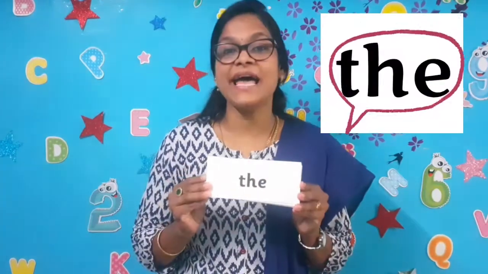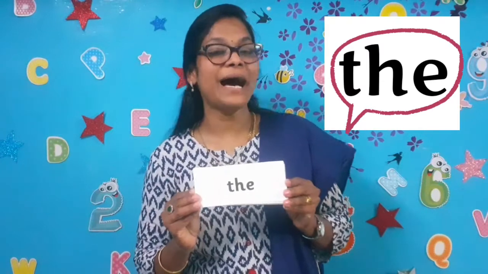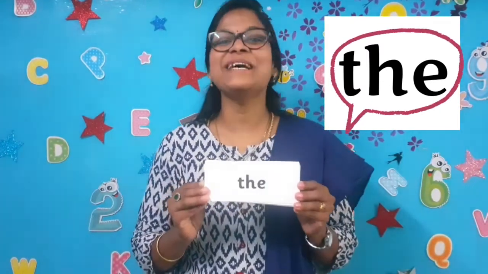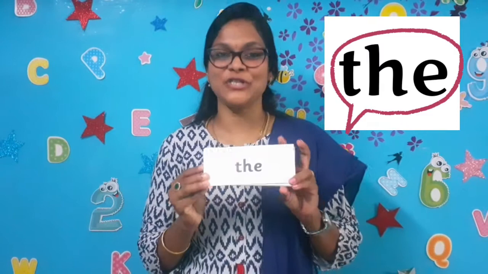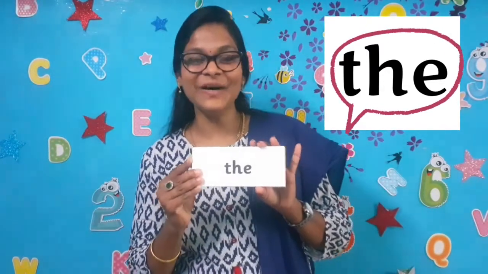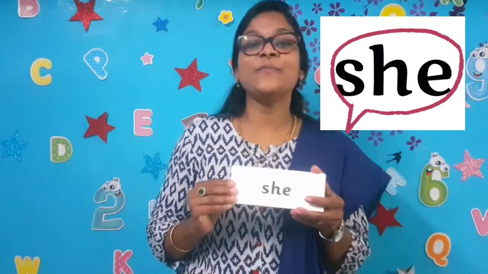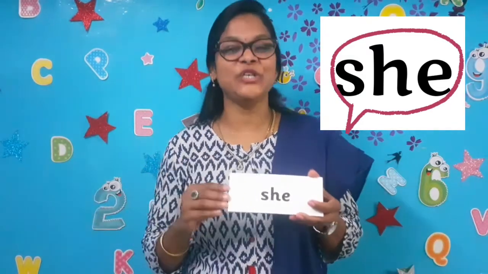Come on children, let's learn the set 3 sight words. I know my sight word, how about you? I can spell the. Watch me spell the. T-H-E, the. T-H-E, the.